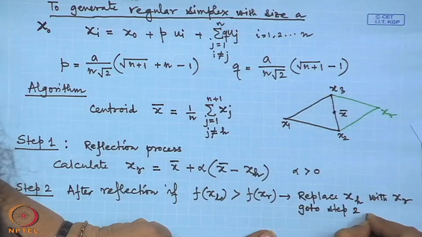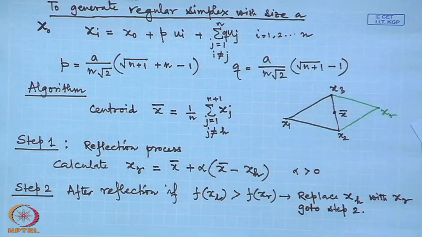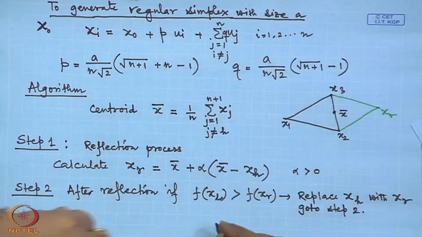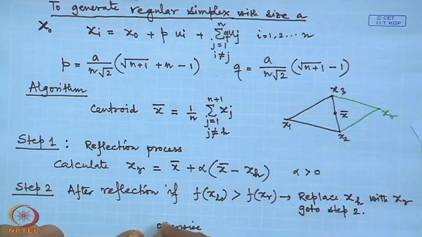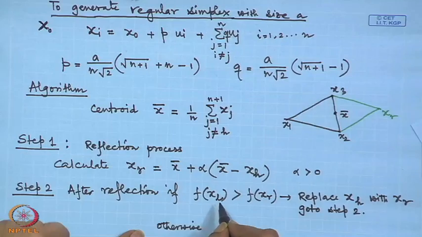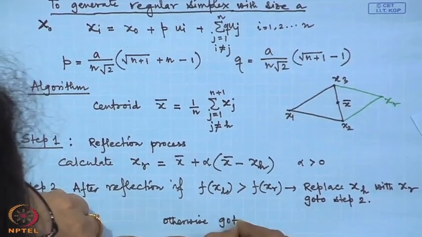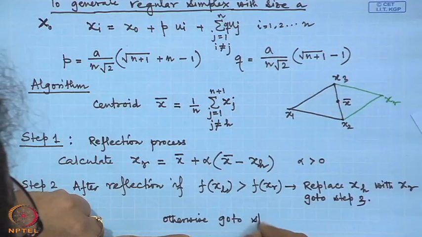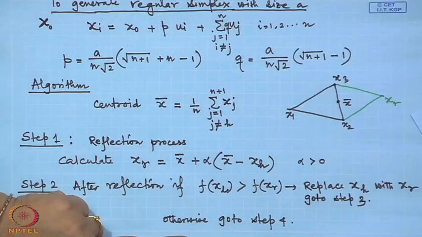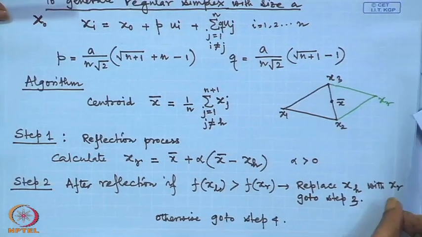step 2 for the expansion process. But if it is the reverse case, that means if we have fxr greater than fxl, then in that case we will move to step 3 for expansion, and we will move to step 4 for contraction. That process I am going to elaborate in the next.